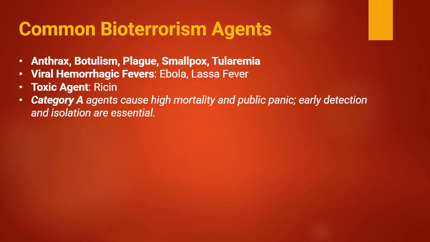Plague, caused by Yersinia pestis, can occur as bubonic, septicemic, or pneumonic forms. Pneumonic plague spreads through respiratory droplets, making it a serious threat in densely populated areas. Prompt antibiotic treatment and isolation are essential.